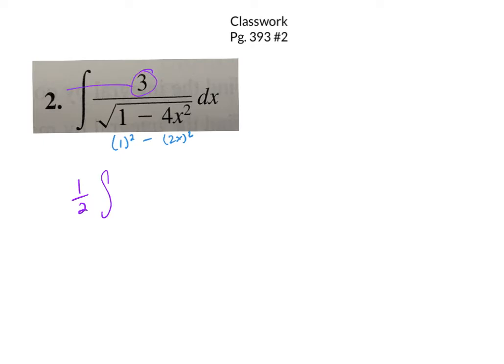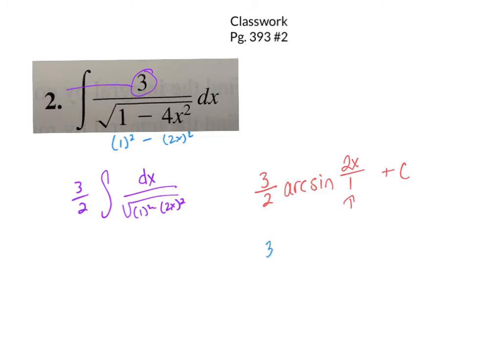So you basically out here just have 3/2, right? dx, that's my derivative, over my a squared minus my u squared. That is a perfect arc sine. And so I have my 3/2 times my arc sine of my function, which is 2x, over my a, 1, plus c. And of course, you don't have to leave it like that. You can just say 3/2 arc sine of 2x plus c.